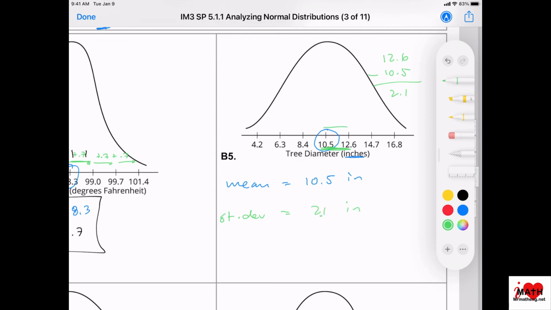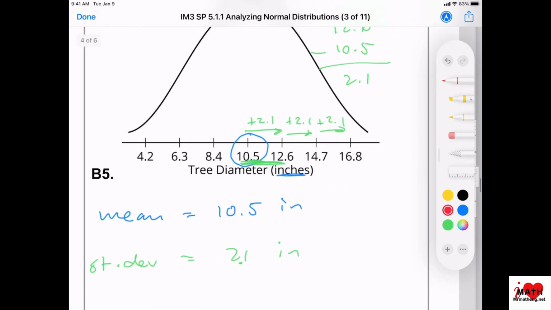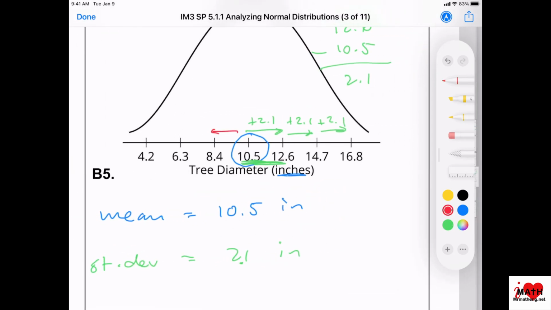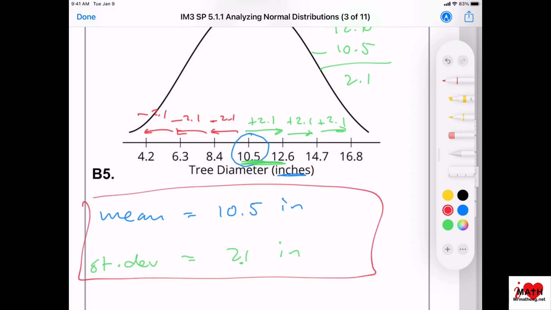And again, you can always just check your 2.1, your standard deviation for each of these. You notice that you're always adding 2.1, 2.1. And if you go in the other direction, a negative number just means you're going towards the left, or it's below the mean, or the blue part. And you can always just keep subtracting 2.1. So there is our answer for B5.